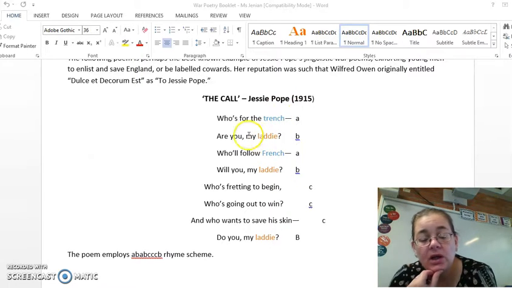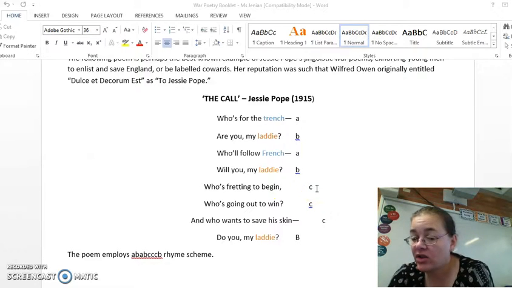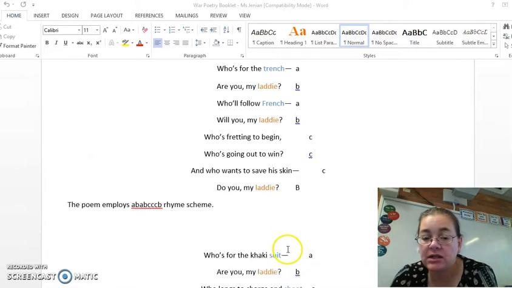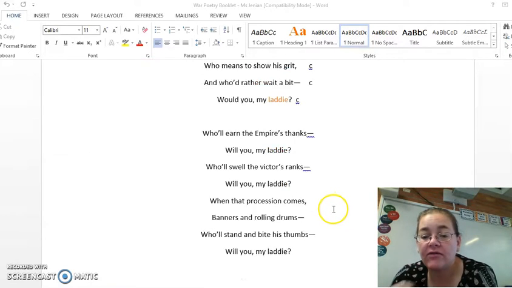As we move down the poem, we see that laddie is repeated and therefore rhymes with itself. So we give that B as the next rhyme in our poem. So B, B, B after each line ending with laddie. We then identify a third rhyme with begin, win, skin. In these lines we give that a C because that's the third rhyme. So we have A, B, C, C, C, B. We describe this in a sentence as: the poem employs an A, B, C, C, C, B rhyme scheme. You can also note that it uses the same rhyme scheme in every stanza.